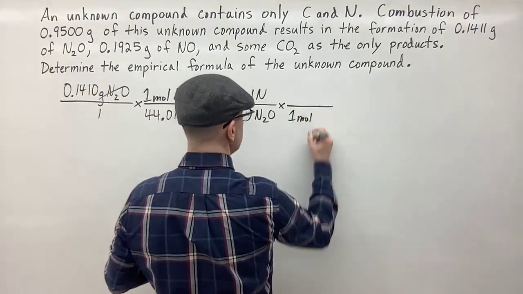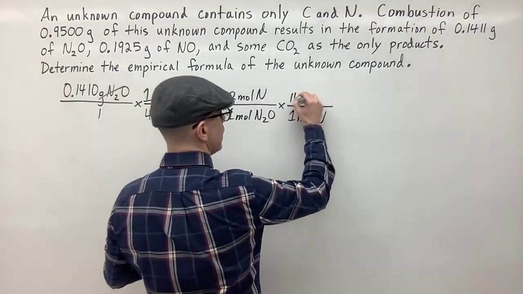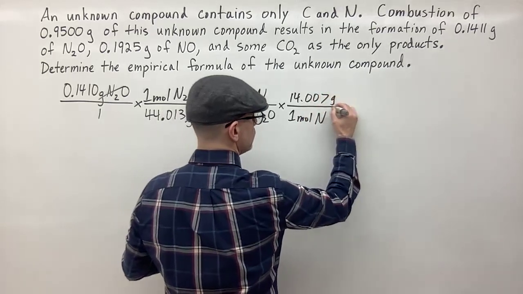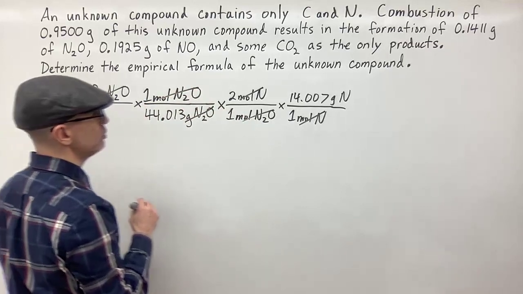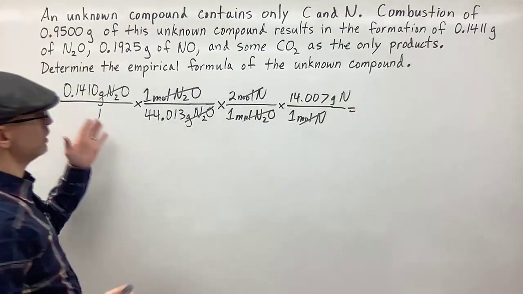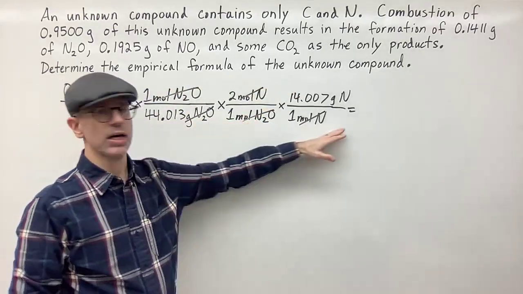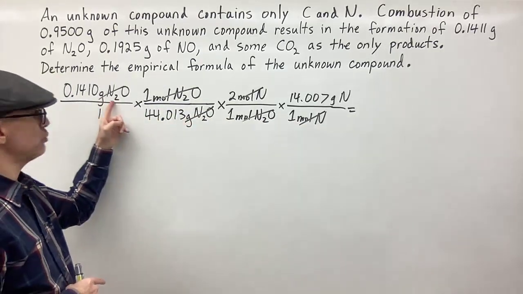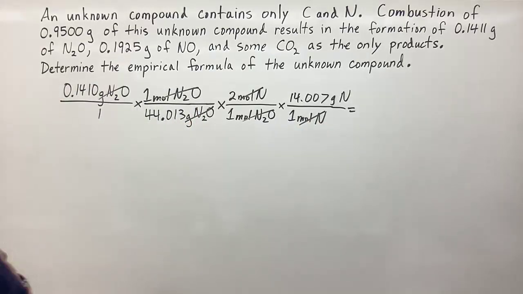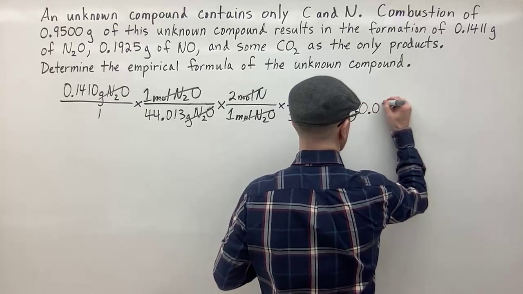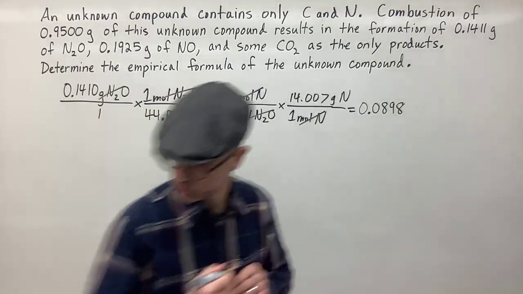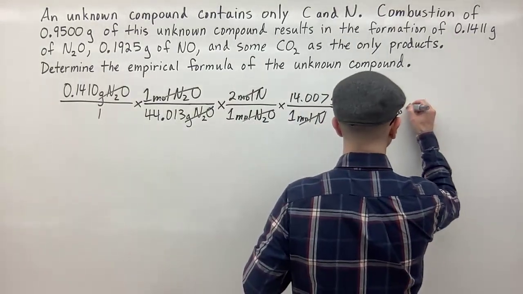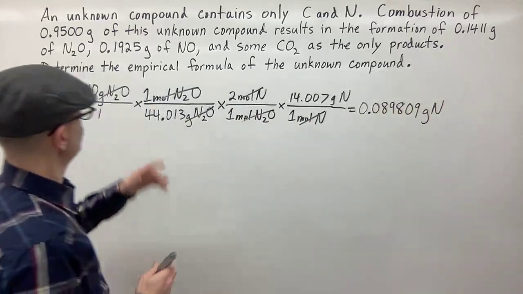So 1 mole of nitrogen on the bottom and 14.007 grams of nitrogen on the top. So moles cancel out here. Sorry, I forgot to cancel the moles of N2O, cancel out moles of N2O, and we're left with grams of N. Multiply by everything on the top, divide by everything on the bottom, and that's going to give us the grams of nitrogen from N2O, which came from our original sample. And when we calculate that out, we get 0.0898. Wait, let me double check that again. 0.08981, yep. 0.09 grams of nitrogen.